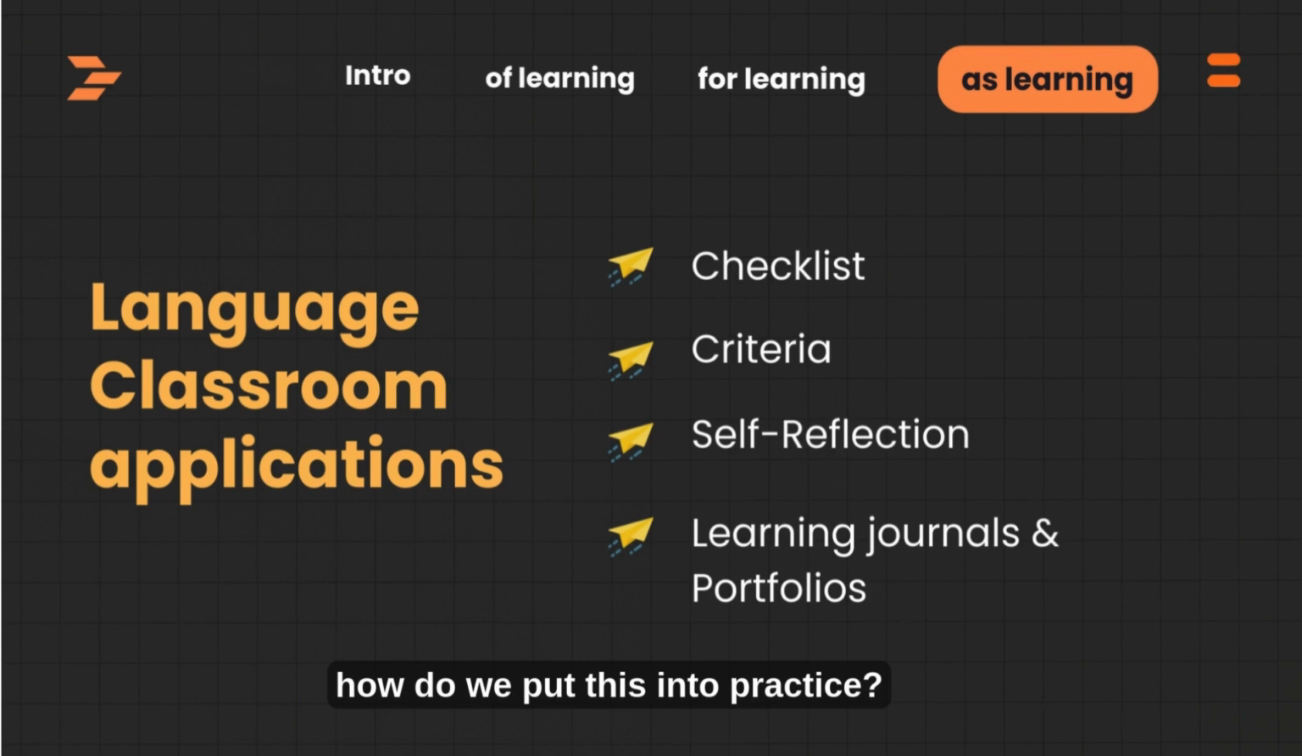So, how do we put this into practice? There are four main categories of applications we can use in the language classrooms: checklists, clear criteria, structured self-reflection sheets, and learning journals and portfolios.